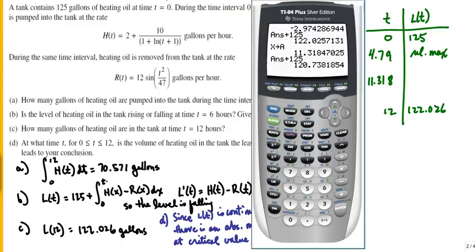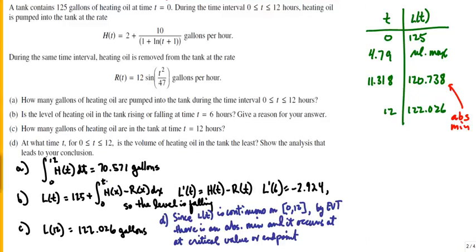and I end up with 120.738. And you can see there that that is the lowest point of all of the critical values and endpoints that I have there. So I'll label that as my absolute min and record that that happens at t equals 11.318. And we're all set with problem number 4 then.